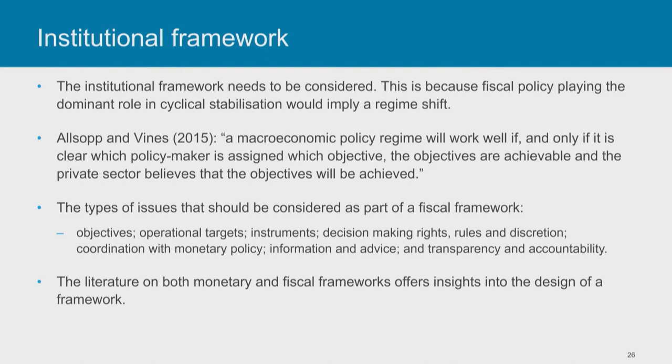So the types of issues that should be considered as part of a fiscal framework would then include the objectives, operational targets, instruments, decision-making rights, rules and discretion, coordination with monetary policy, information and advice, and the transparency and accountability dimensions. We have some discussion in our draft paper that draws on the insights from the literature on both monetary and fiscal frameworks, and I won't discuss this today in the interest of time, and suffice it to say that much more hard thinking is needed. Instead, I'll focus on what we know about some of the policy options.